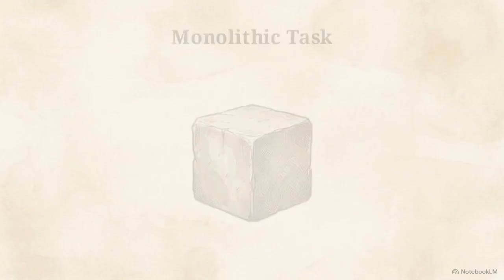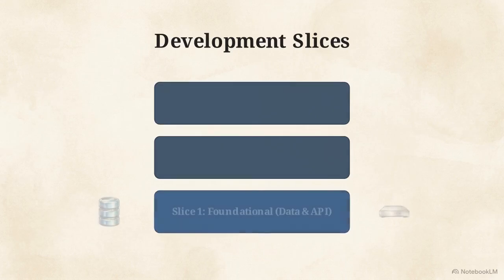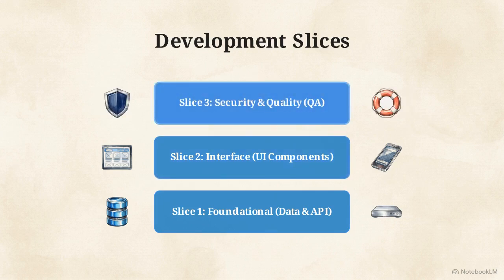Divide the monolithic task into development slices. Slice 1 is foundational. Define your database models and back-end APIs. Slice 2 isolates the front-end user interface, focusing on screen components and forms. Finally, Slice 3 secures the feature with business validation and QA checks.